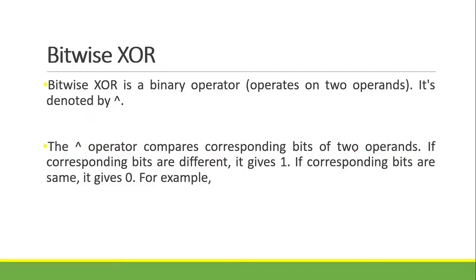So, bitwise OR is a binary operator, operates on two operand. It's denoted by this sign. So, this sign operator compares corresponding bits of two operand. If corresponding bits are different, it gives 1. If corresponding bits are the same, it gives 0. So, same decimal value din yung ginamit.